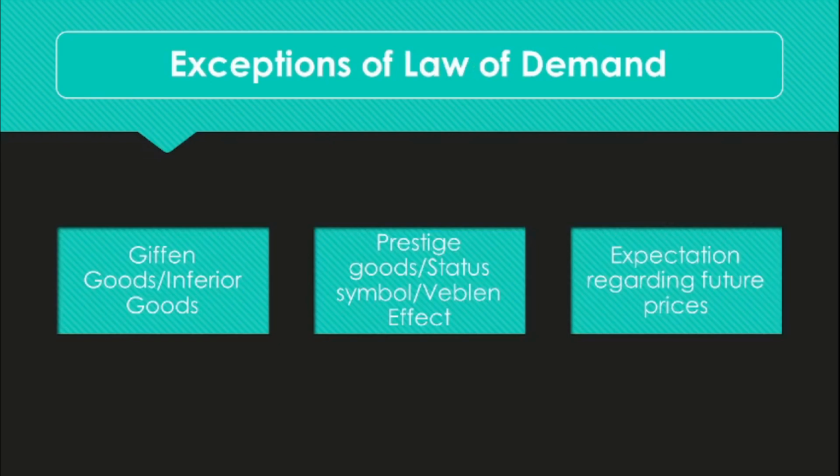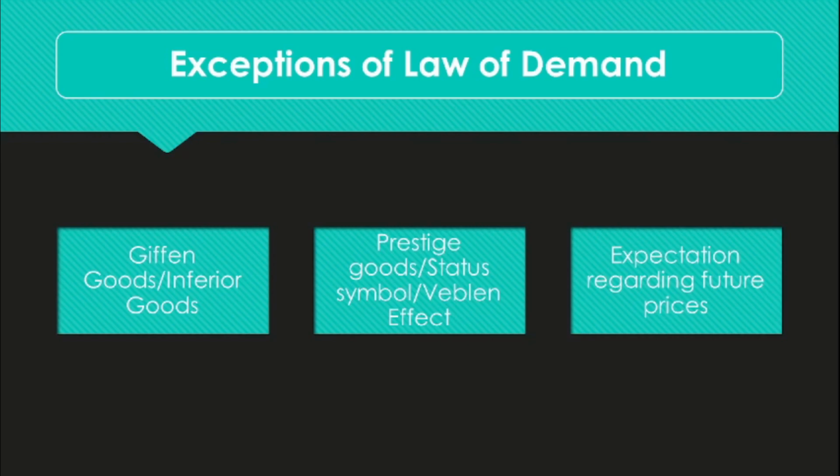Now, there are certain exceptions to the law of demand. What are these exceptions? It means when this law of demand will not hold true in case of certain commodities, because of the nature of these commodities. There are basically two kinds of commodities in whose case the law of demand does not hold true. One is Giffen or inferior goods, the other is prestige goods.